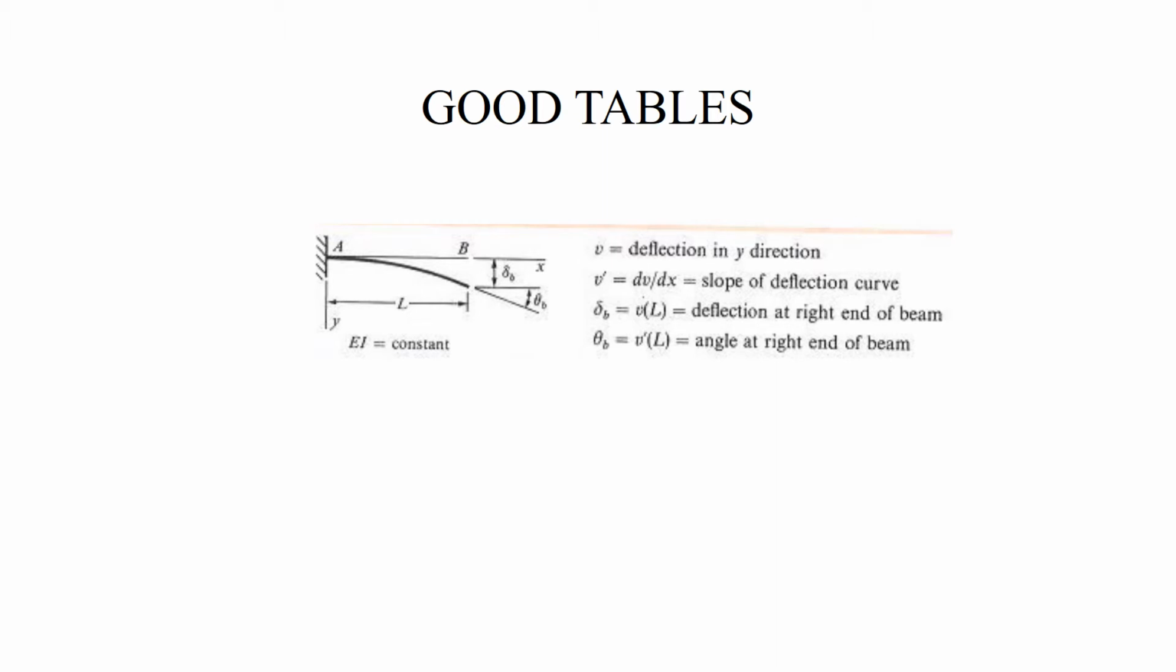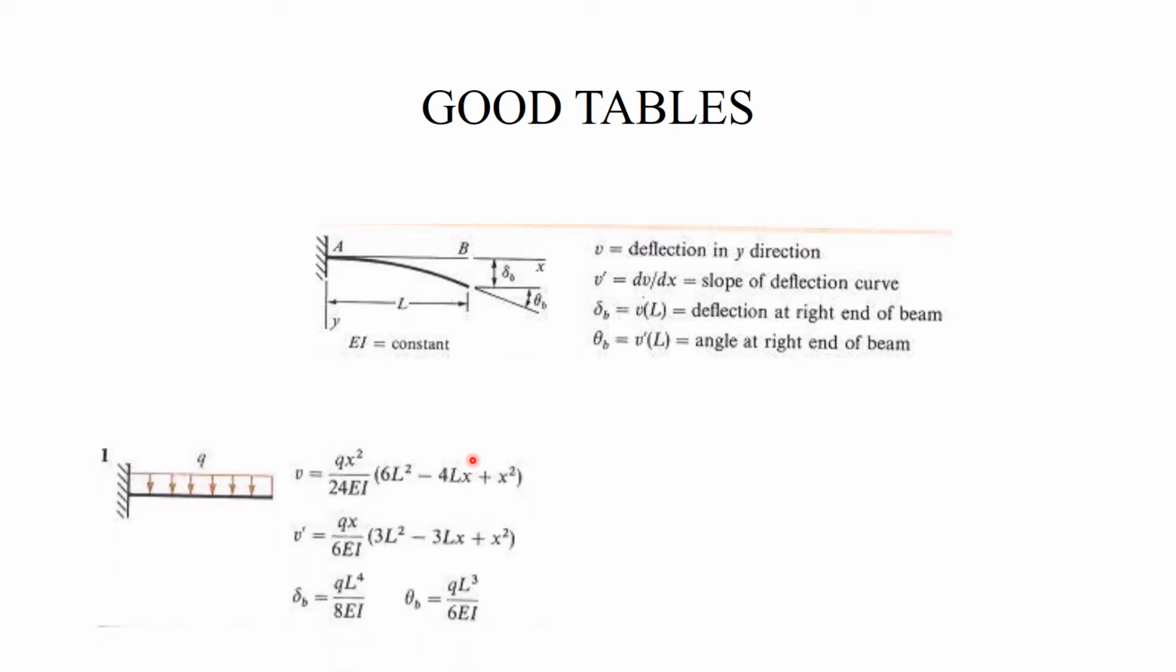So we will be using two tables. The first table is for the cantilever beam with uniform stiffness, and the length of the beam is L, and we have tabulations for the deflection line as a function of x, its derivative or the slope, and the values of v and v prime at the tip. So here's a typical table. Here 1 says that this is table 1, right? So I'll have about a dozen or so tables like this.